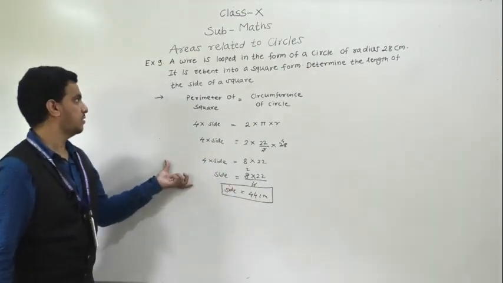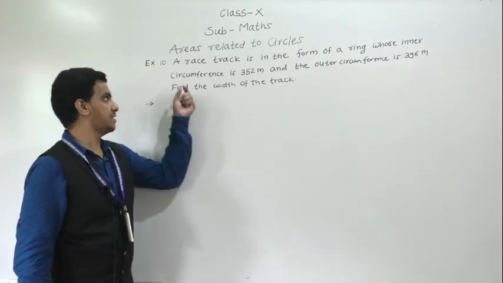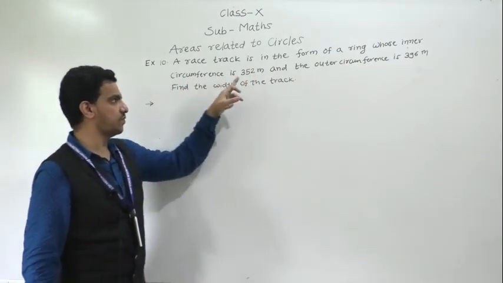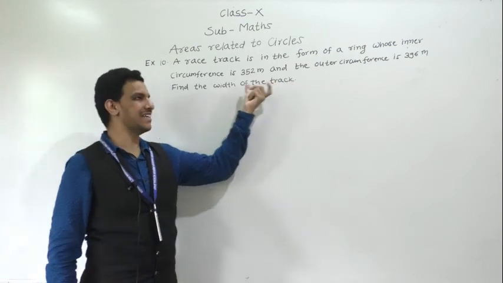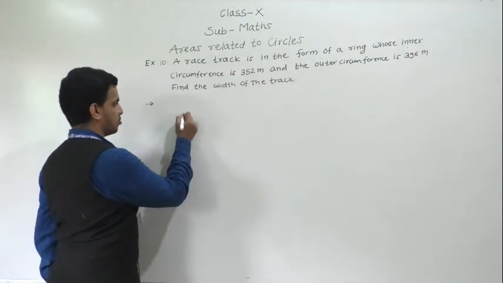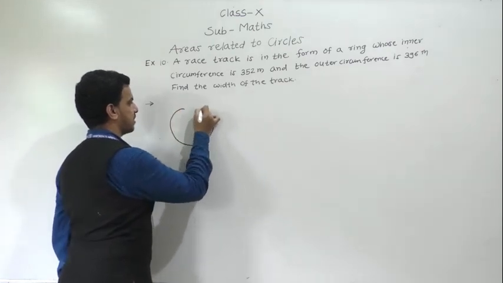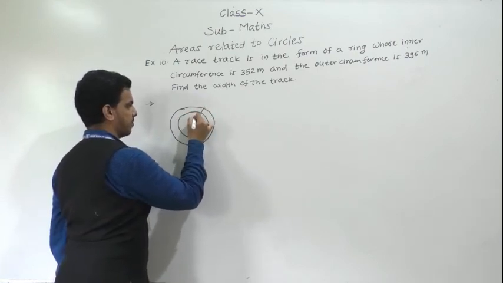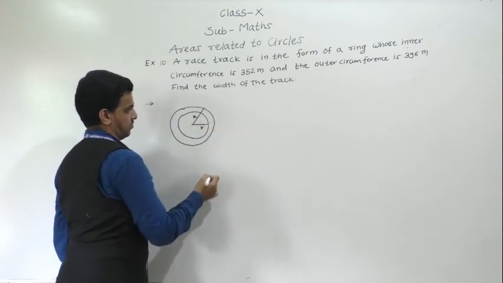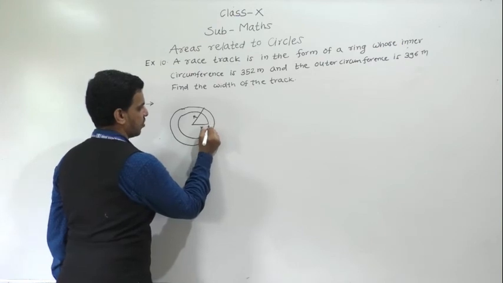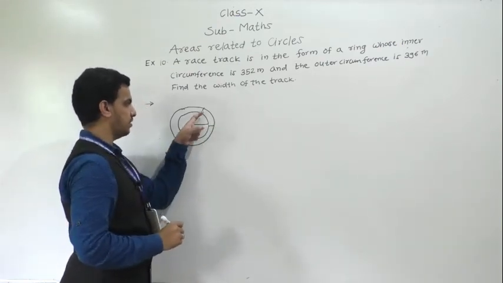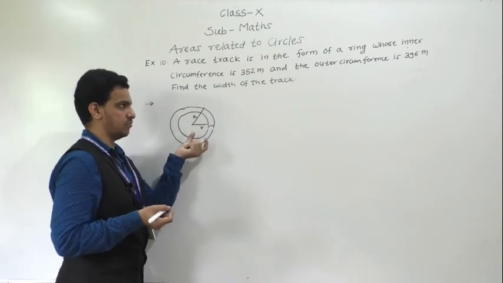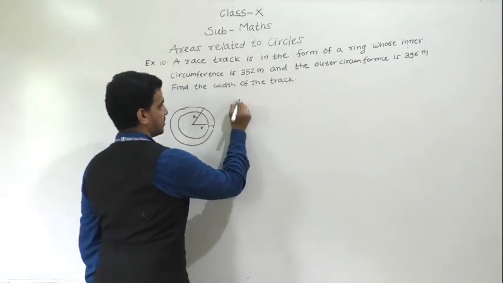Now we will take example number 10. A race track is in the form of a ring whose inner circumference is 352 meter and the outer circumference is 396 meter. Find the width of the track. So a race track, it is in the form of this ring, so it is like this way. We suppose that radius of outer circle is capital R, radius of inner circle is small r, and we have to find the width of the track. So if we find capital R and small r, then width of the track is capital R minus small r.